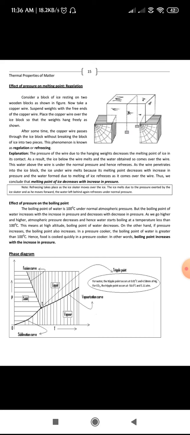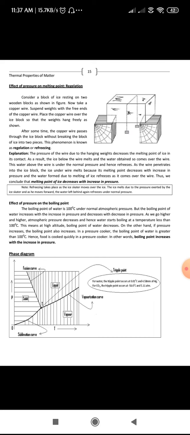So due to the increase in pressure, what happens? The melting point of ice decreases. So due to this decrease in melting point of ice, the ice gets converted into water. Whatever ice is converted into water comes over the copper wire. That water is under the normal pressure, so what happens, it again refreezes. In the same way, the copper wire passes through the ice block.